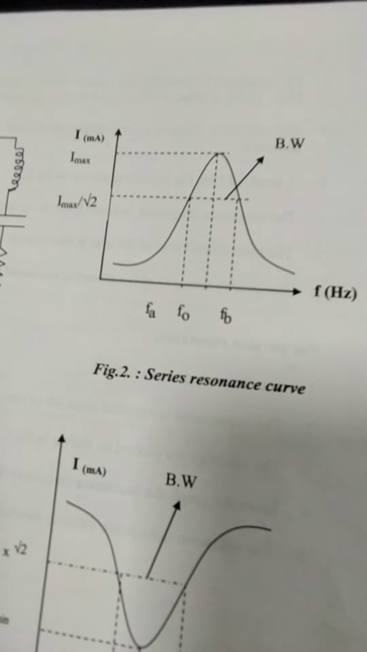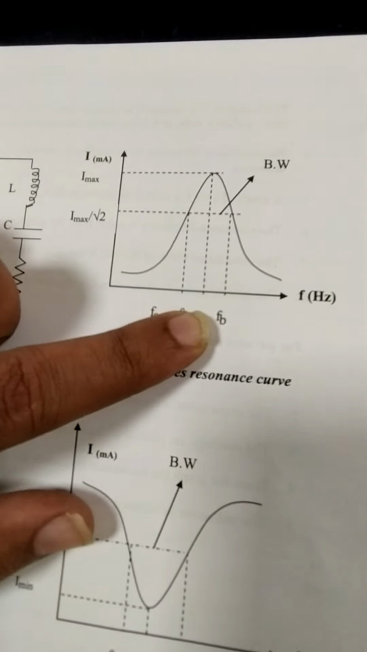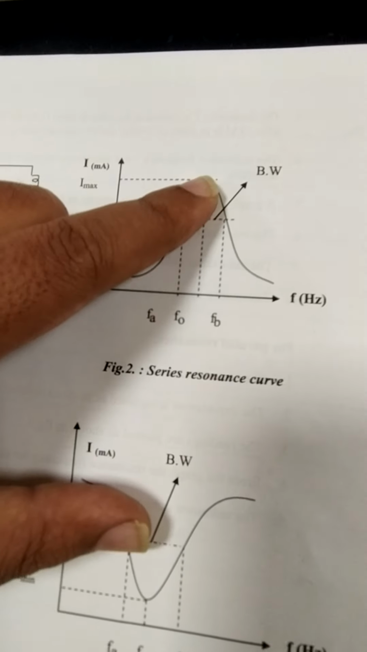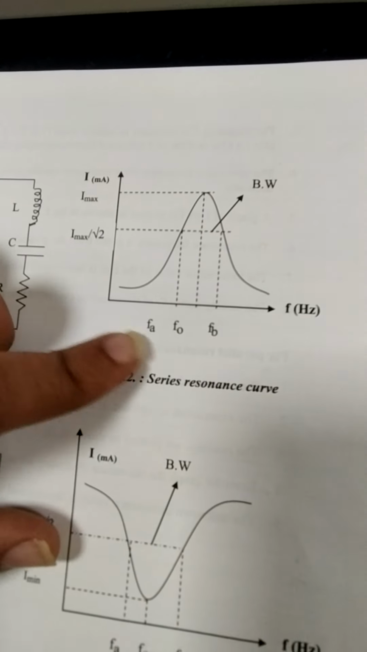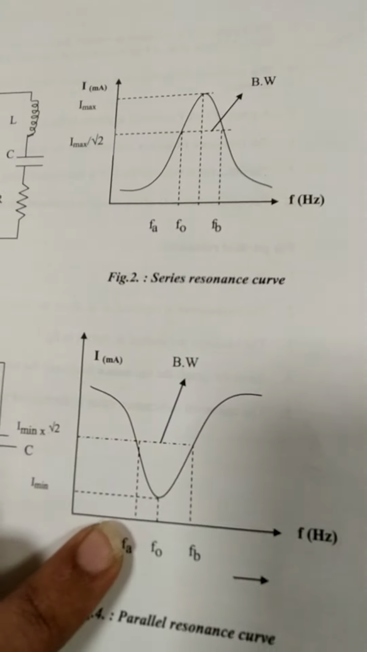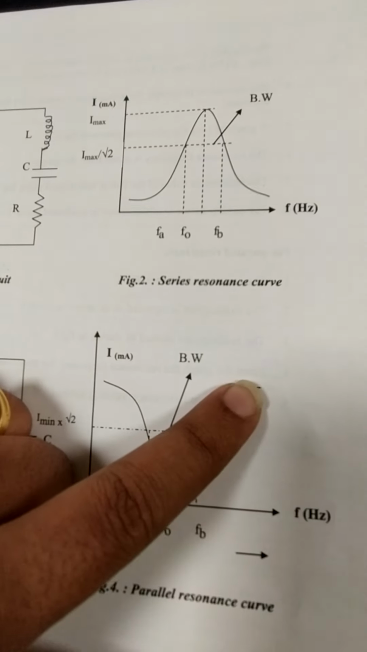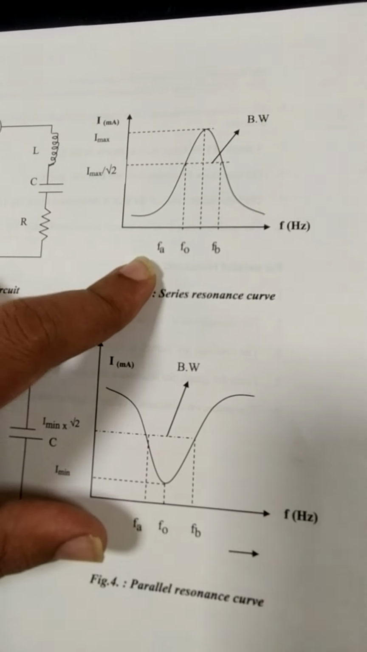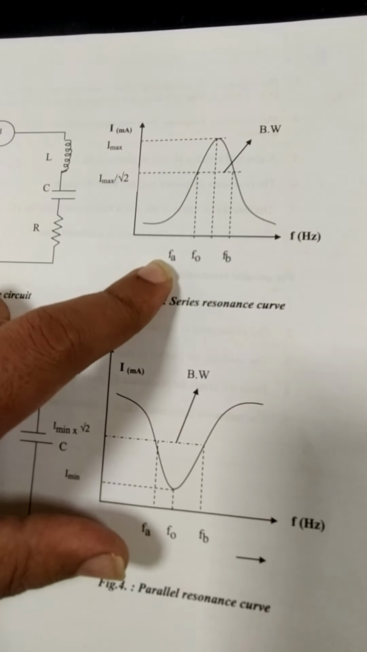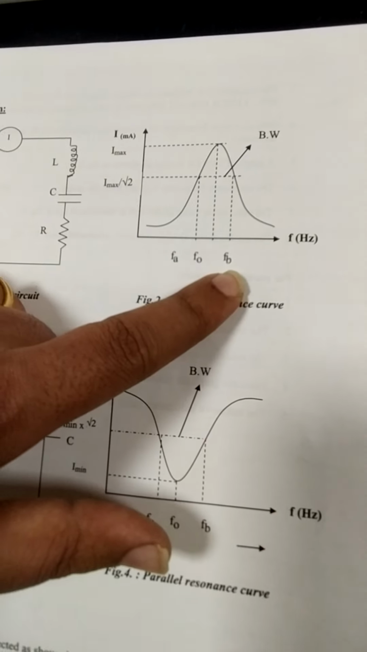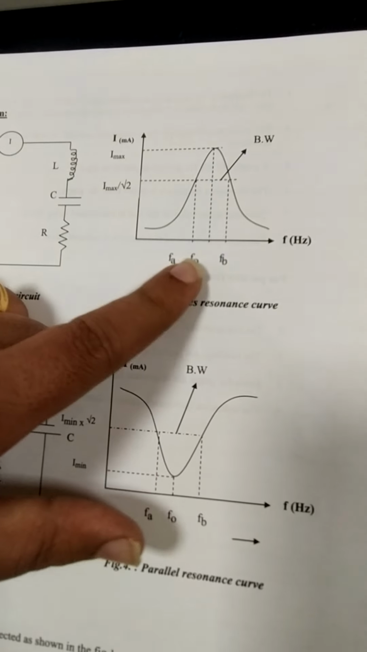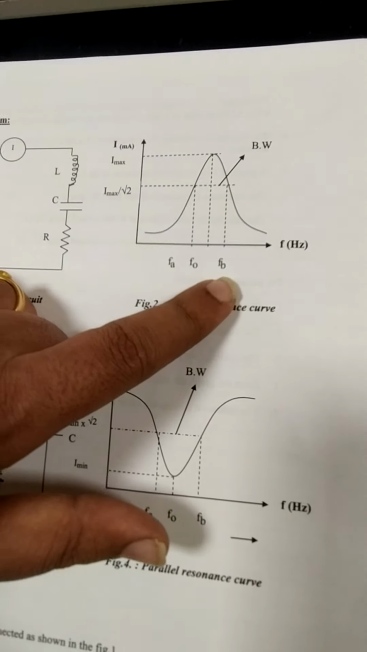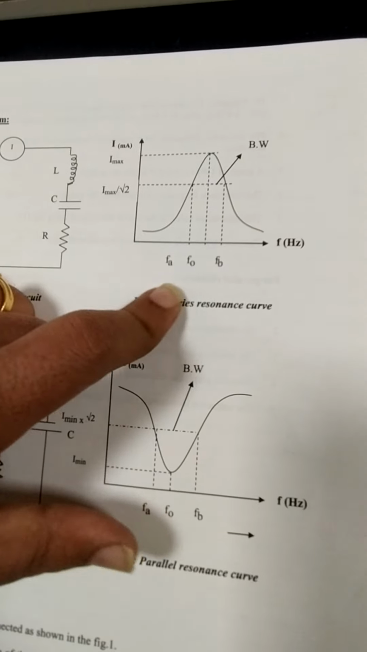In a series LCR circuit, we know that at resonance frequency we will have a maximum current, and in a parallel LCR circuit at resonance frequency we will have a minimum current. The width, or the frequency difference between FA and FB, we call the bandwidth, and the ratio of the resonance frequency to the bandwidth we call the quality factor.